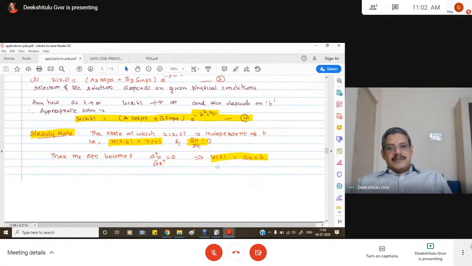Now, the steady state condition. Steady state condition is defined as a state at which U of x,t becomes independent of time.